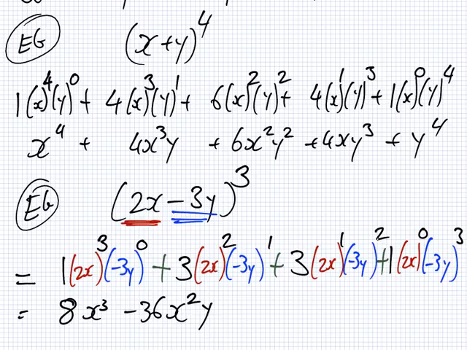Here, minus 3 squared, 9 times 2, 18 times 3, what's that, 48, is it? No, 18 times 3, 54, yeah. Plus 54xy squared, and then finally, minus 3 cubed is minus 27 times 1, minus 27 y cubed.